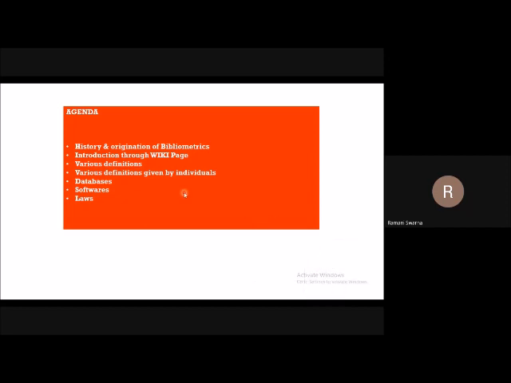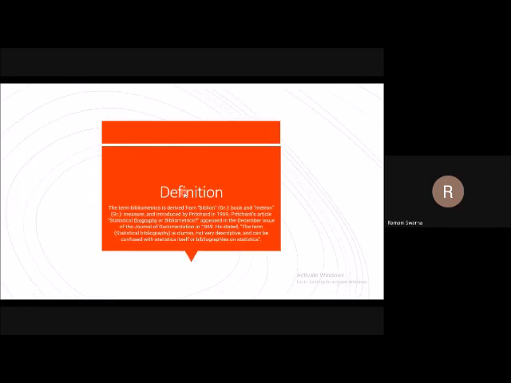Okay. So this is the introduction, the definition that we have for bibliometrics. And it's a very simple definition: you are measuring the world of books, when you are writing a paper exclusively on bibliometrics.